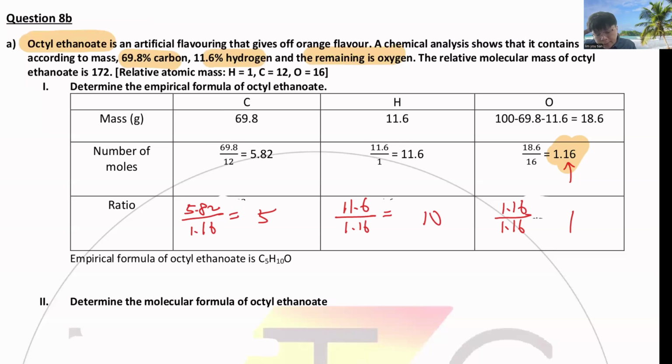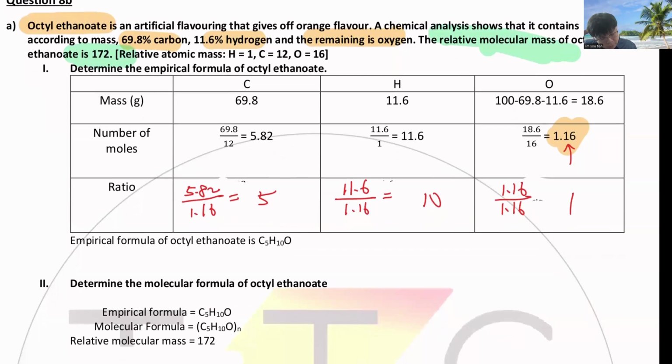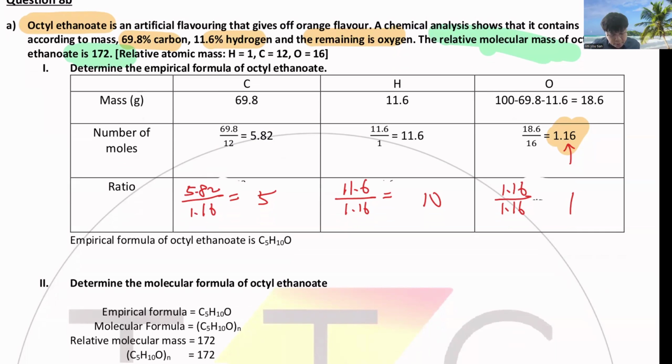They give you the actual mass is 172. So same as just now, they tell you the mass is 172. Okay, so you put in that empirical formula equals C5H10O. Molecular formula will be C5H10O bracket N. Why bracket N? Because you don't know the actual formula.